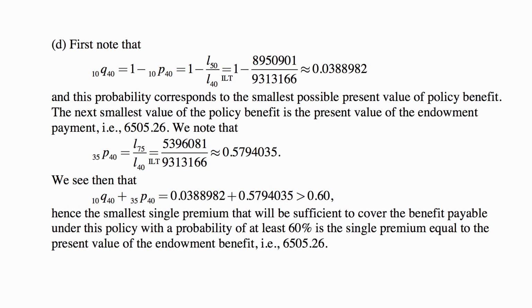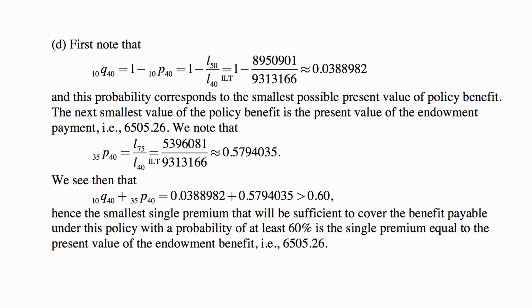So for part B, we note that there is a range of ages when the present value of the policy benefit is 0, the smallest possible. And that happens if the person dies within 10 years from age 40 when the policy was issued. And 10q40, the probability of that, is 1 minus 10p40, or 1 minus L50 over L40. Based on the illustrative life table, we can plug in the values of L50 and L40, and we get that this is 0.0388982.